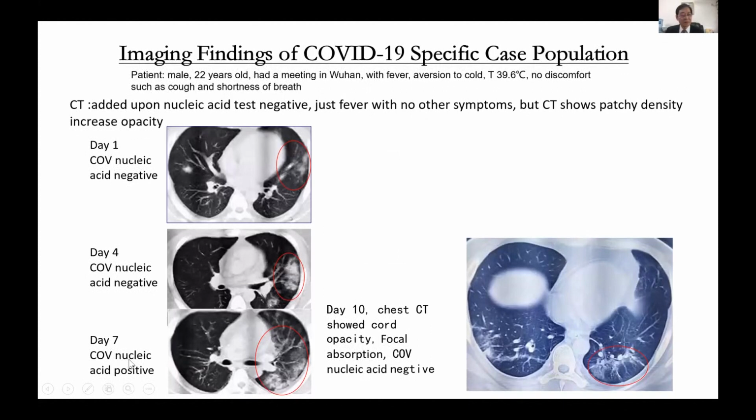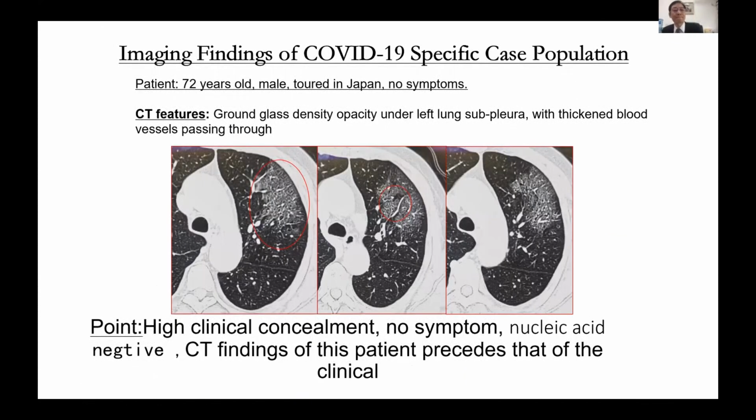COVID nucleic acid positive. CT finding shows increasing opacity after 10 days. Chest CT shows cold opacity, focal observation, COVID nucleic acid negative. CT manifestation better than before.